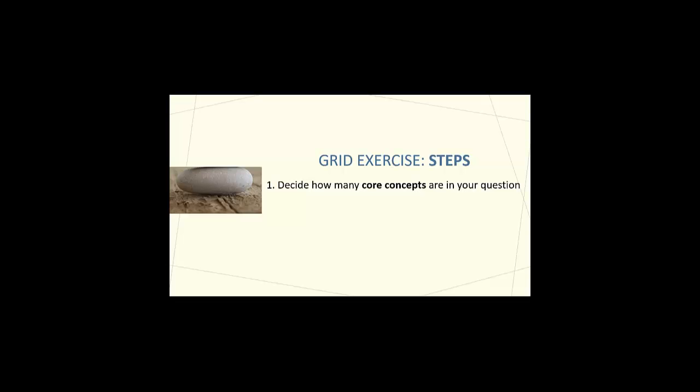When you first start your research, your topic may be very broad. That's okay. For this demonstration, let's assume you're researching educational barriers. Step 1 in the grid exercise is to decide how many core concepts are in your question. Clearly, there are 2 core concepts in this example topic: education and barriers.